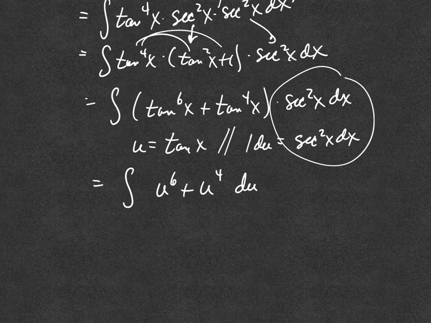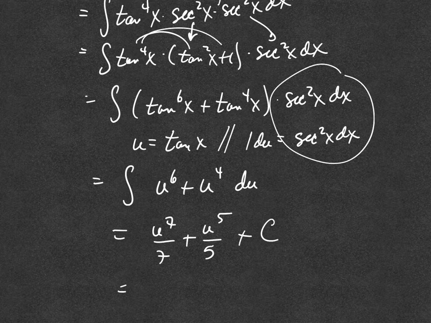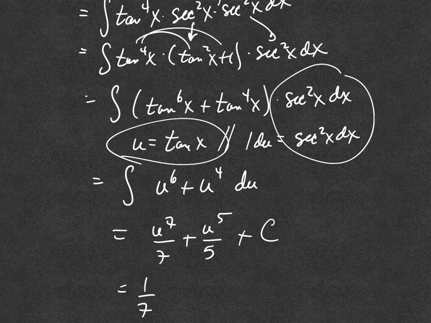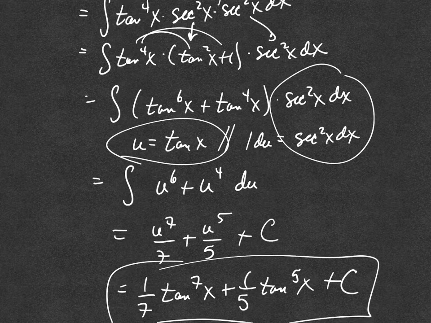Of course, now it's very, very simple to integrate. Just add 1, divide by the new exponent, add 1, divide by the new exponent, attach the constant of integration, and now switch back to the variables we started in, replacing u with our substitution. We could then write our answer as 1/7 tangent to the seventh plus 1/5 tangent to the fifth plus c. And that would then be our integral.